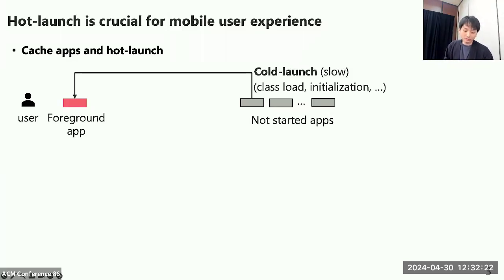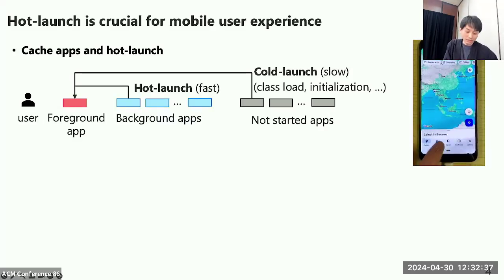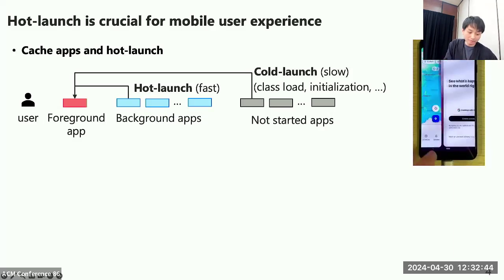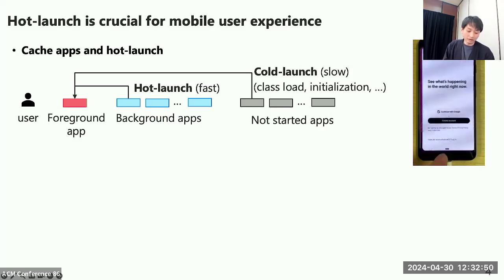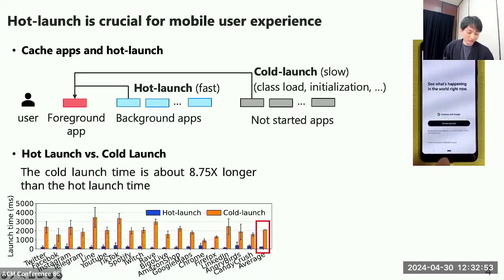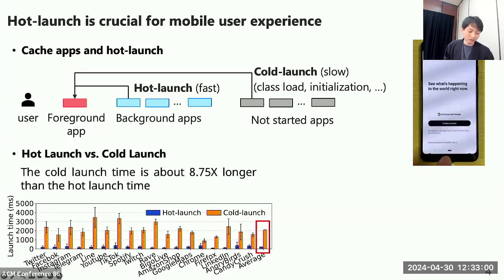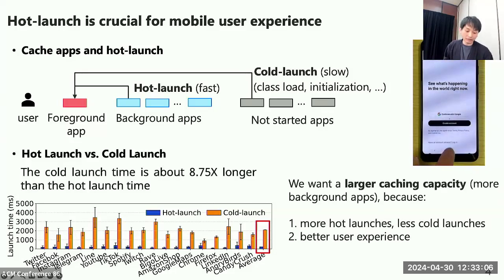There are two ways to launch apps: the cold launch and the hot launch. As shown here, the cold launch refers to the app starting with a new process creation, which means the app launches from scratch. To enhance the app launch performance, Android caches the apps in the background when there is sufficient memory. Then we can have the hot launch, where the app launches from the background cache state. It has much better performance than the cold launch. We tested on multiple apps and observed that the cold launch time is about 8.75 times longer than the hot launch time.